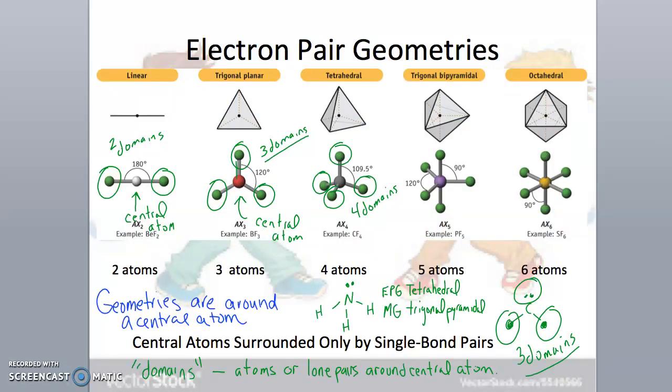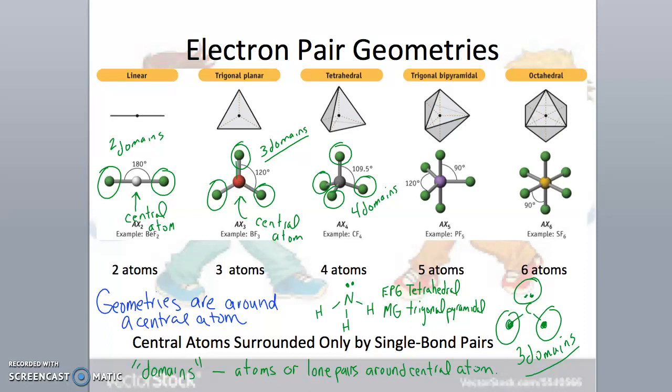So we've got 5 what we're going to call electron pair geometries shown in this slide. And we're going to come about these geometries by counting around the central atom. We've made up this term, domains. So a domain is either an atom that's bonded to the central atom. Doesn't matter if it's a double bond, a triple bond, a single bond, it's just one domain. Or a lone pair of electrons on the central atom is considered a domain.